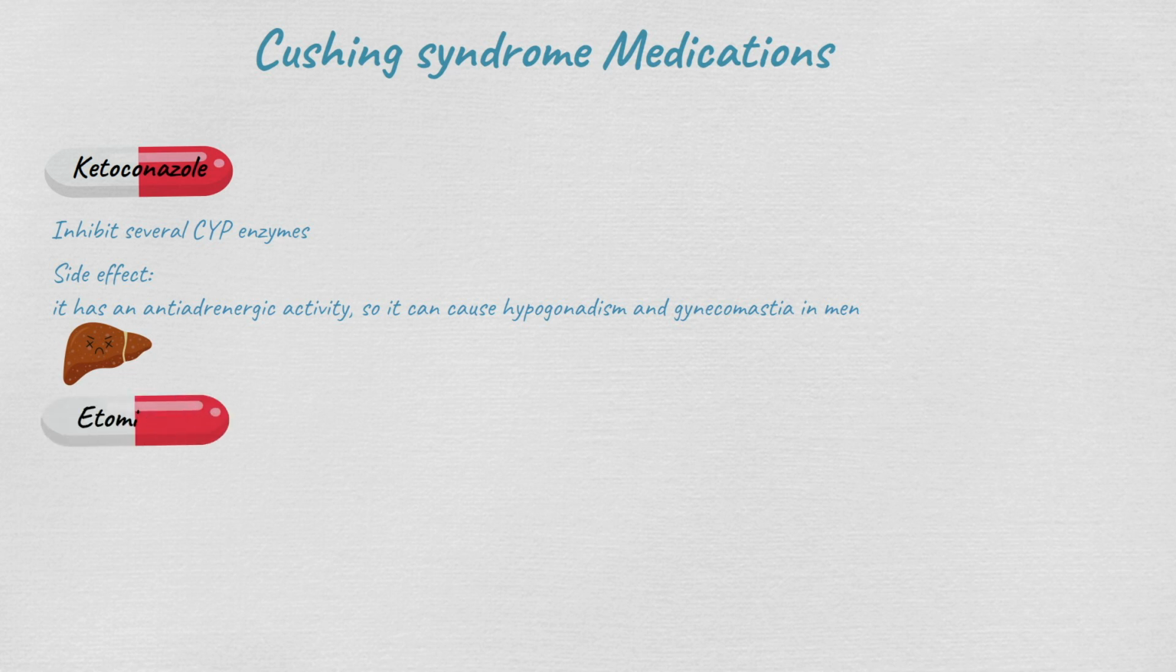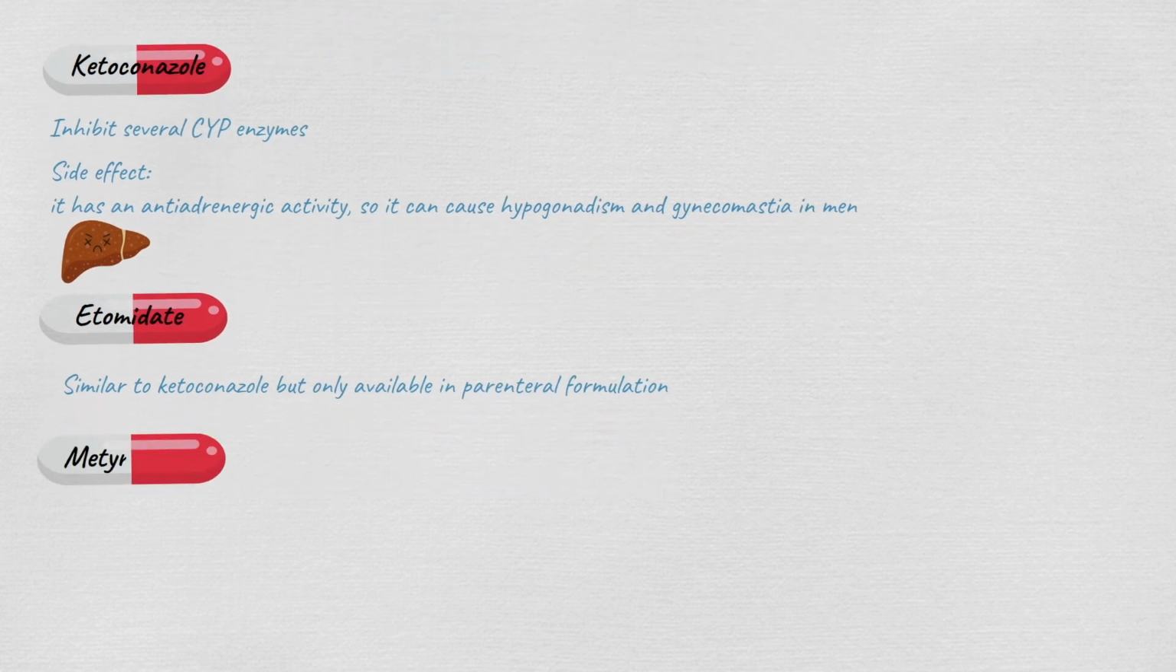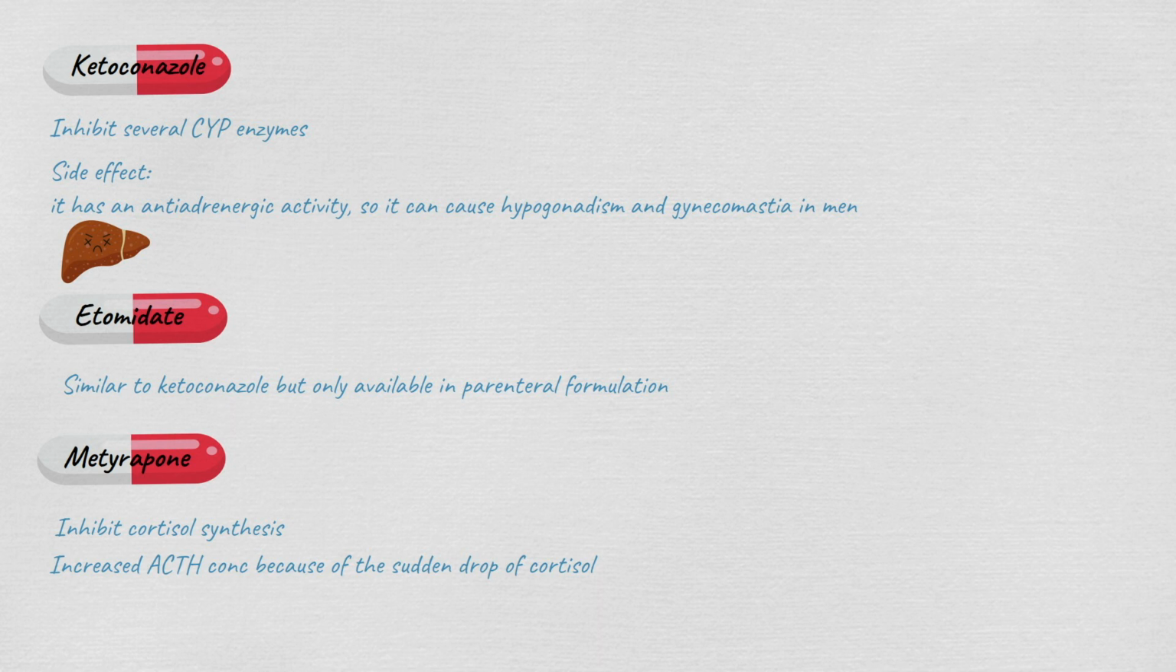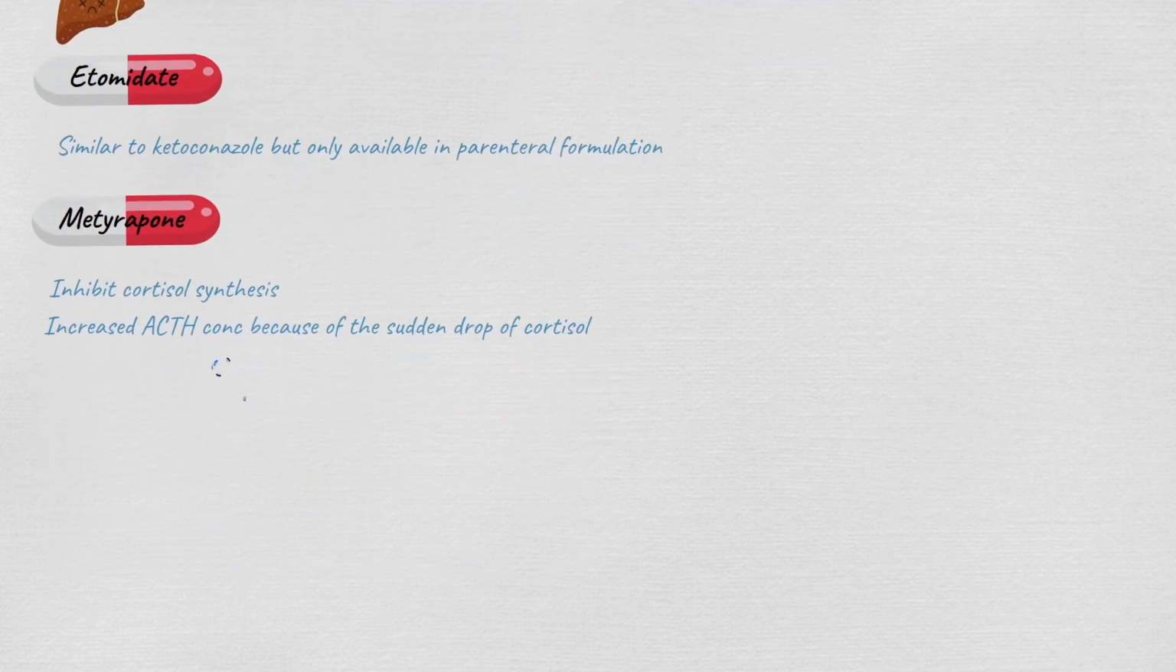Second, we have etomidate, which is similar to ketoconazole, but it's only available in parenteral formulation. Now the third agent is metyrapone, which inhibits the cortisol synthesis, but the problem is that the patient may have an increased ACTH concentration because of the sudden drop of the cortisol levels, which will increase the androgenic and the mineralocorticoid hormones, thereby causing hypertension, acne, hirsutism, and other related side effects.